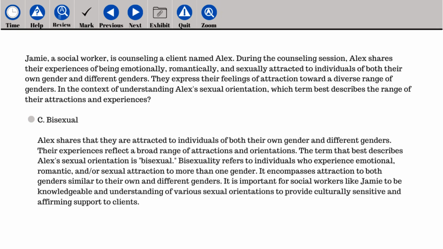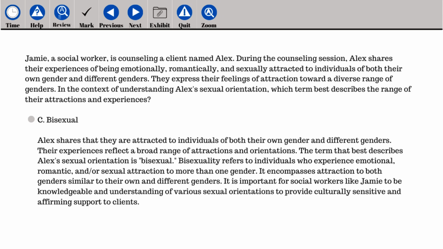C. Bisexual. Alex shares that they are attracted to individuals of both their own gender and different genders. Their experiences reflect a broad range of attractions and orientations. The term that best describes Alex's sexual orientation is bisexual. Bisexuality refers to individuals who experience emotional, romantic, and/or sexual attraction to more than one gender. It encompasses attraction to both genders, similar to their own, and different genders.